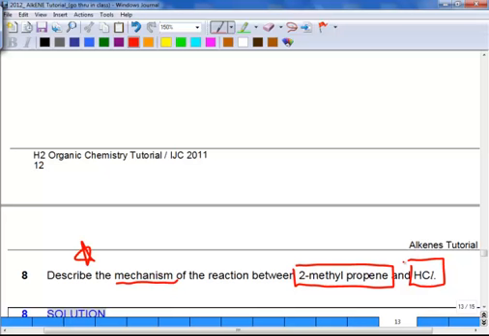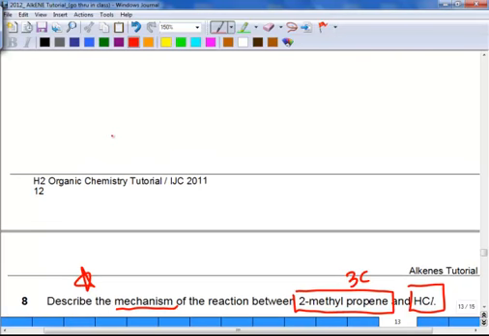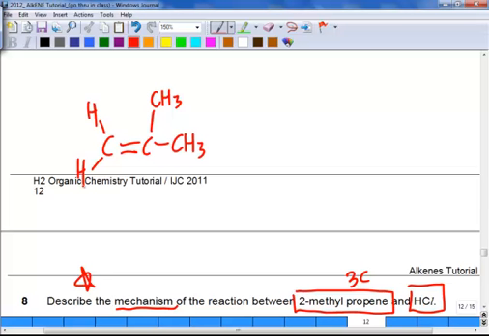Let's see. 2-methylpropene, you try drawing out. Propene means how many carbon? 3. Correct, 3. 1, 2, 3. And propene is just like this, right? 2-methyl means on the second carbon you have a CH3. And over here is H and H. Then you have HCl. Class, what rule comes into play? Markovnikov.